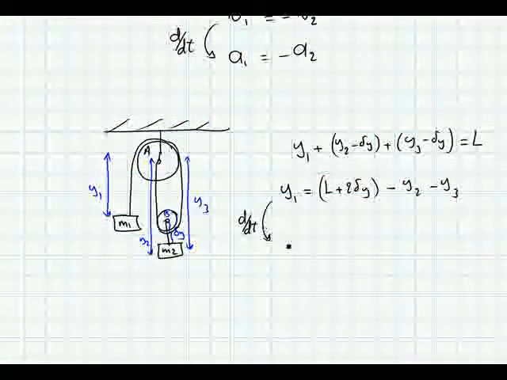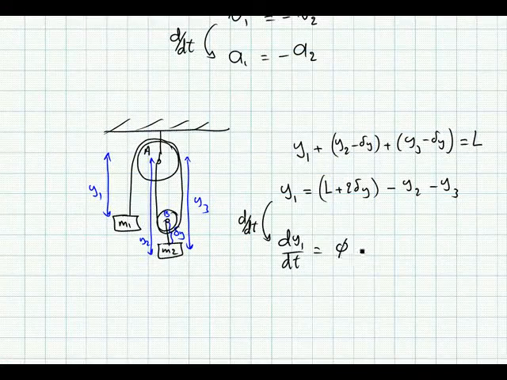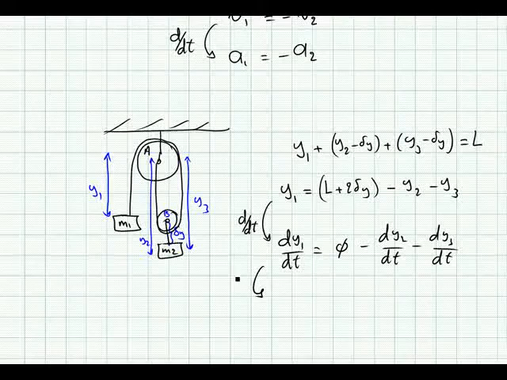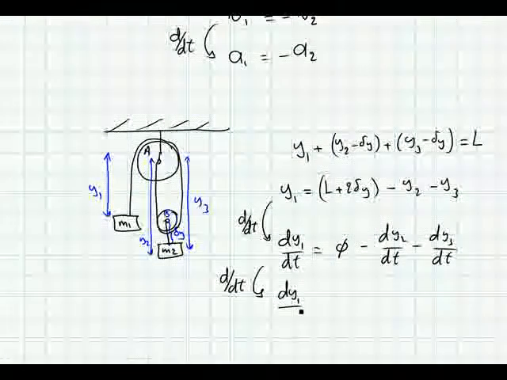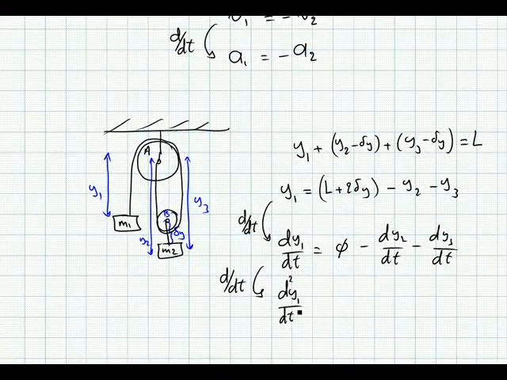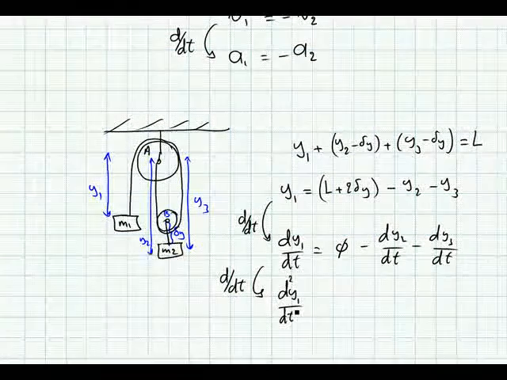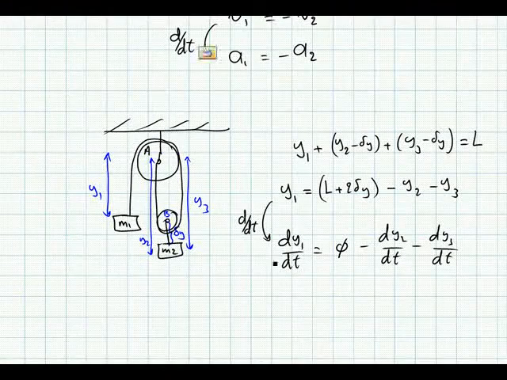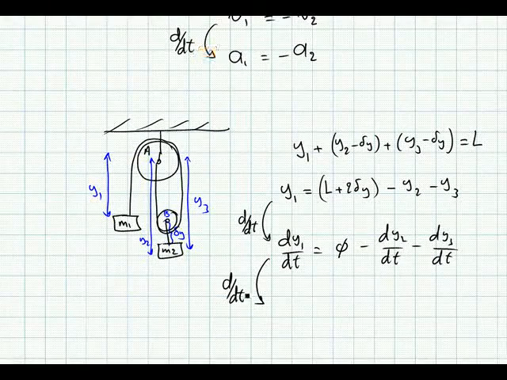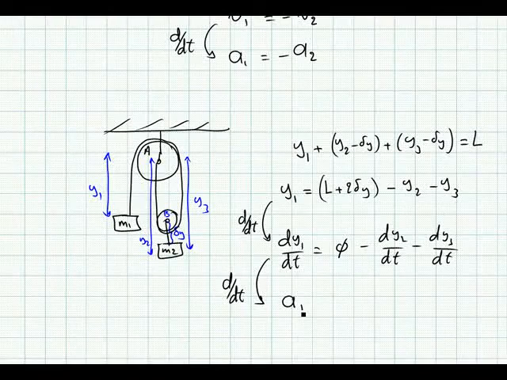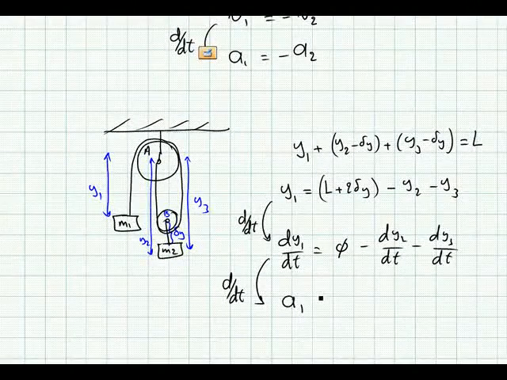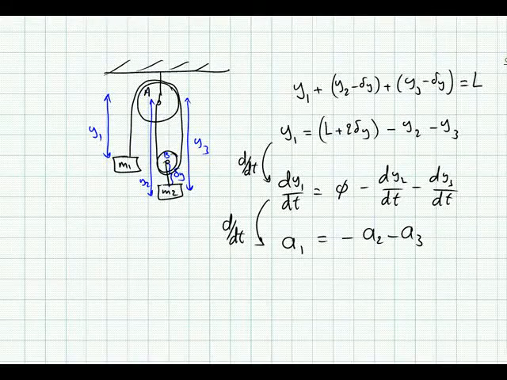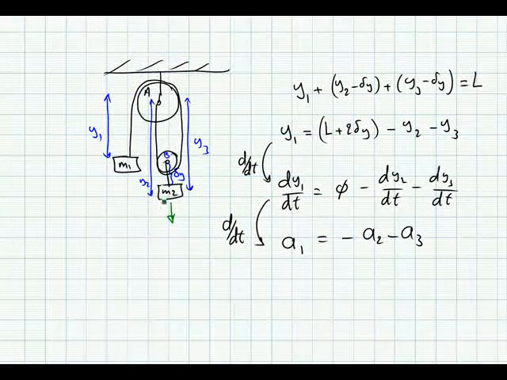Differentiating with respect to time, we end up with dy1/dt is equal to 0 minus dy2/dt minus dy3/dt. You've probably not done this yet, so let me just show it as differentiating one more time with respect to time. Of course we end up with a1, which is the acceleration, the rate of change of velocity, which is equal to minus a2 minus a3, and a2 and a3 refer to the acceleration of mass m2.